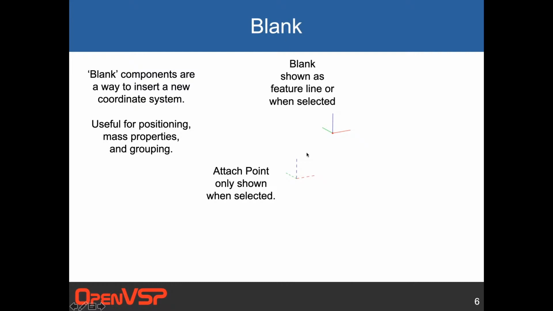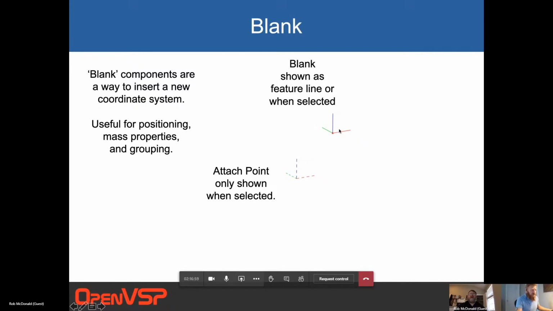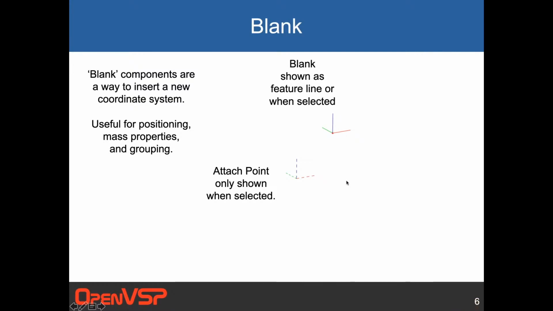And when a blank is visualized, the attachment point again is shown with the dashed triad, but then the blank itself is shown as a little red dot with a solid line triad so that you know where the blank component is and what its orientation is.